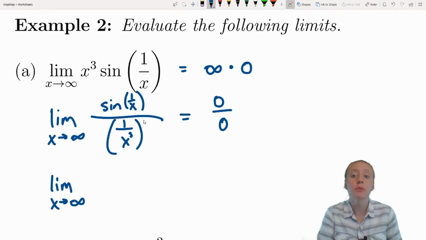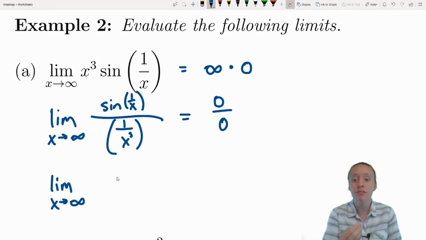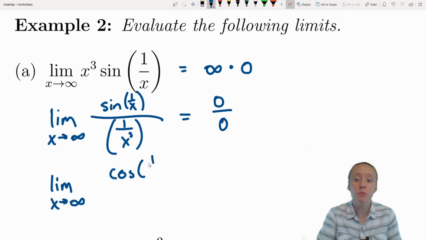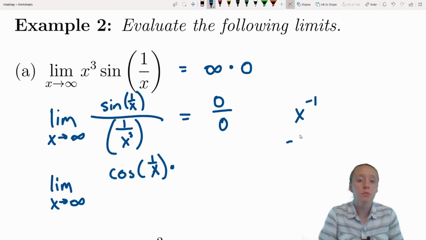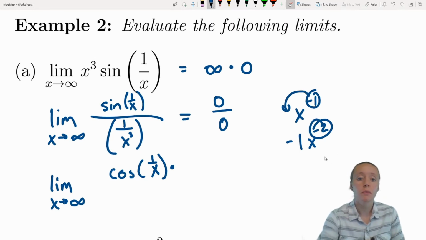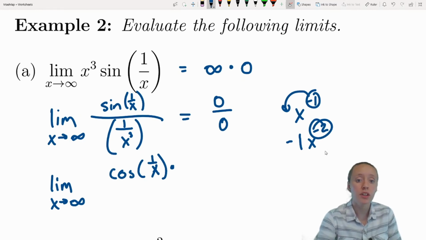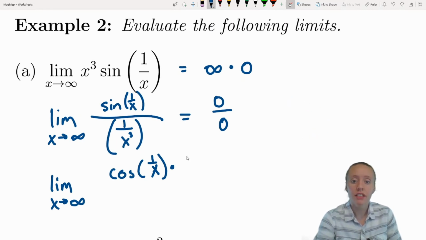Good thing we know the chain rule, because that's going to be applied. The derivative of sine of some function is cosine of that function times the derivative of the function inside. So this is going to be the cosine of 1 over x times, what's the derivative of 1 over x? That's kind of like x to the negative 1. Taking the derivative of that is negative 1x to the negative 2, dropping that exponent down in front and decreasing it by 1. So this is negative 1 over x squared. So that gets multiplied by negative 1 over x squared.